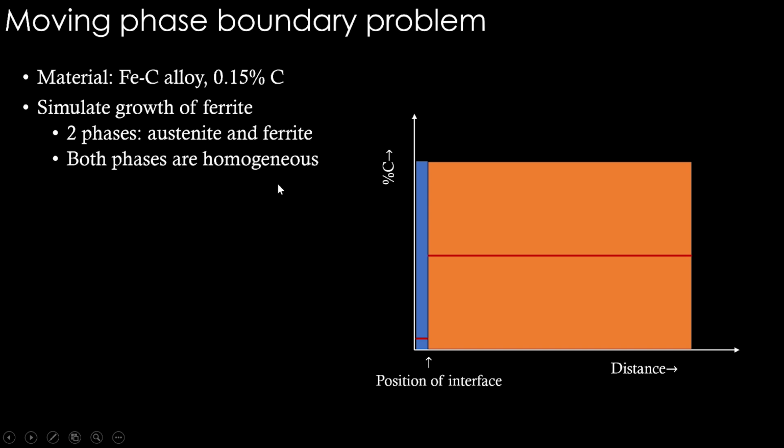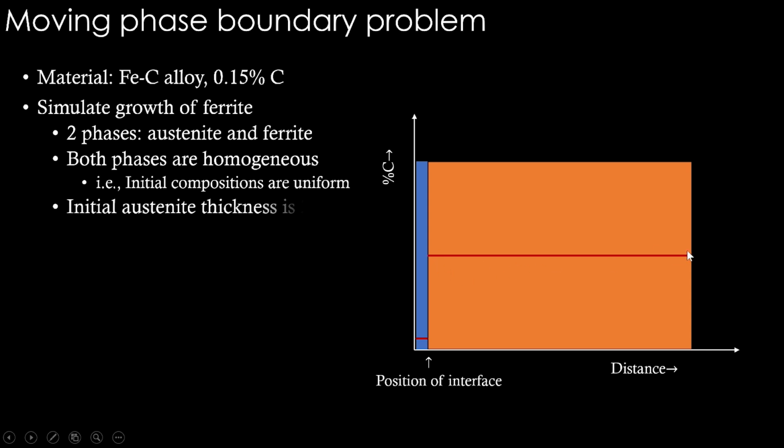Both phases are homogeneous, in the sense that initial compositions are uniform in both of them. So this small nucleus of ferrite has less than 0.02 carbon, uniform. Here this is the original 0.15 composition, that is uniform. Okay. Then initial austenite thickness is going to be 2 mm. We are going to keep 2 mm, and ferrite thickness is 1 nanometer. So barely there is any ferrite, that's just a nucleus. Therefore we can keep the rest of the material at 0.15 composition throughout.